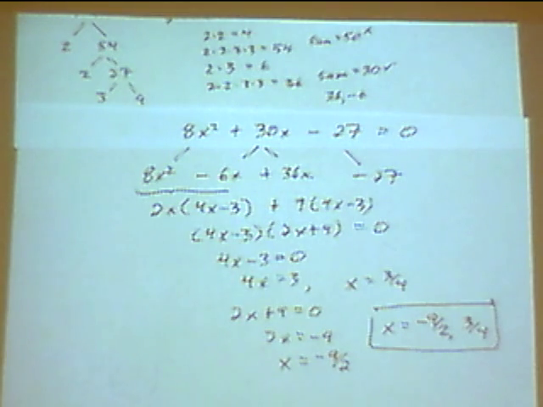Now I do want to work a third problem, but because the second problem took so long, I'll work out the third problem on a separate video.